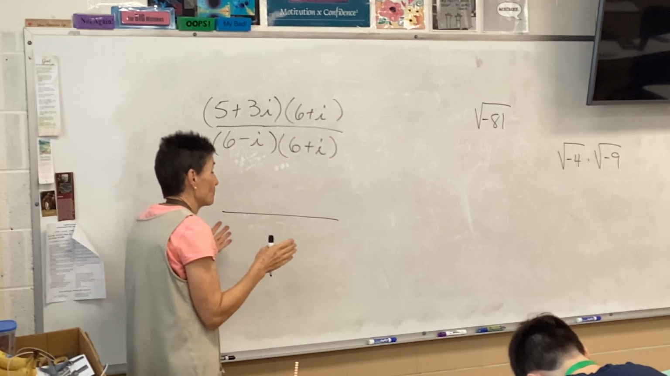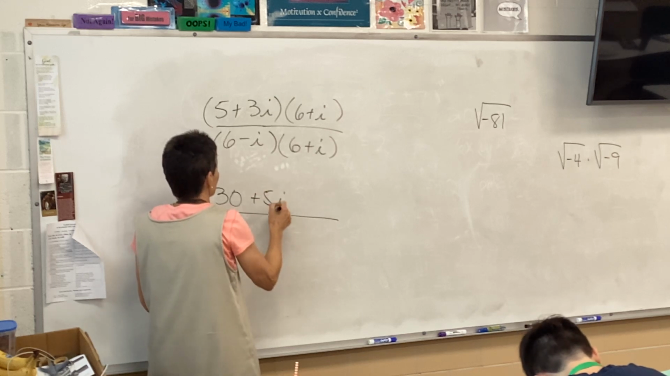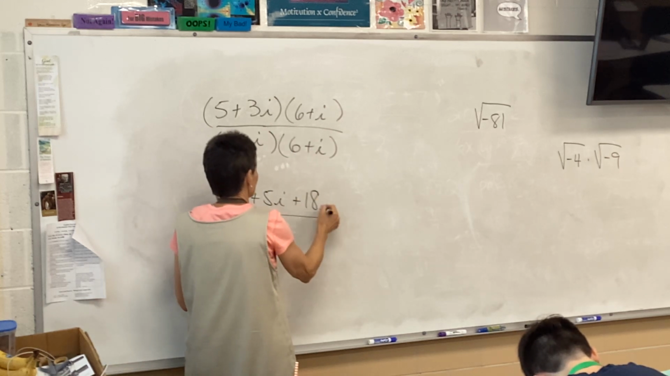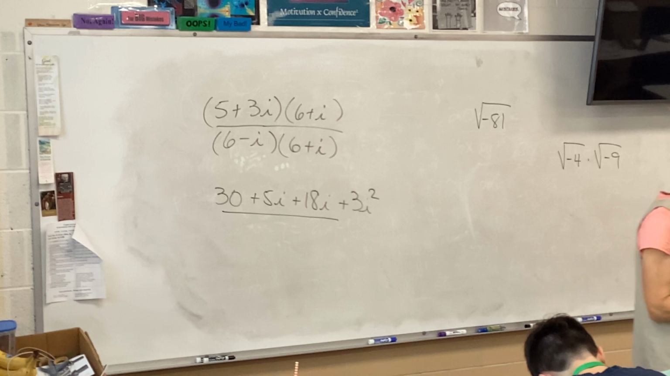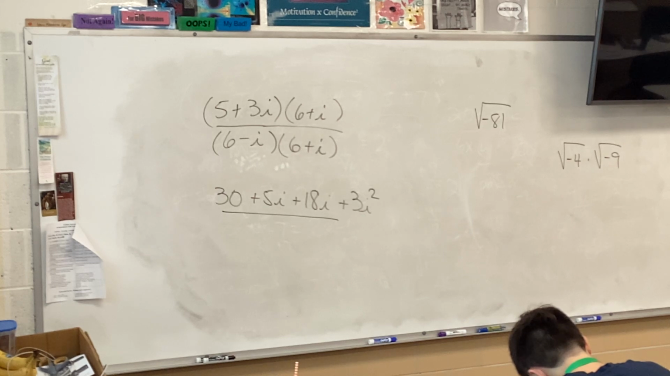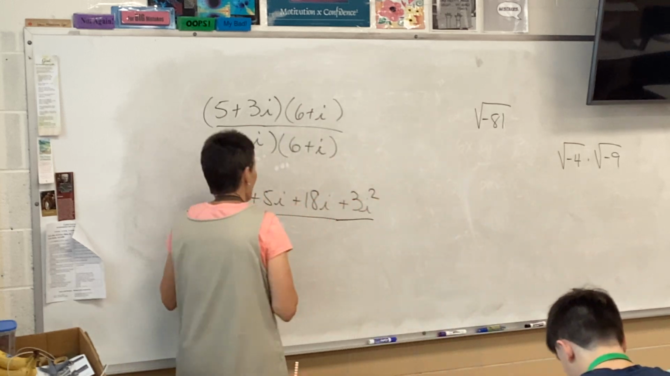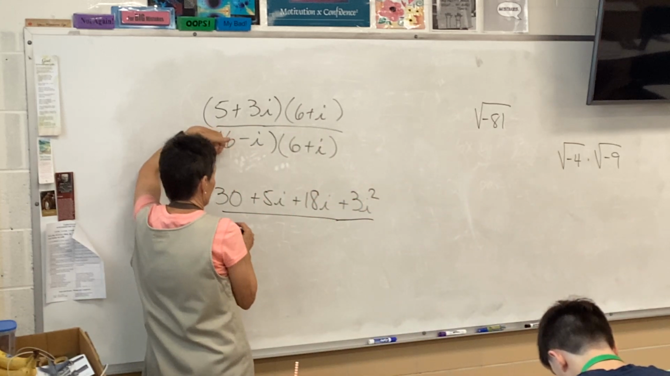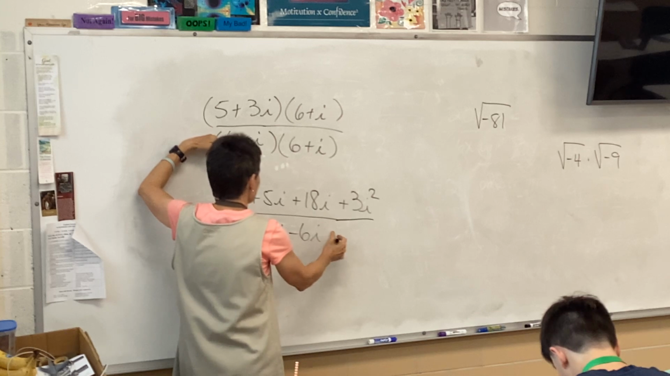So we're going to start FOILing. First, outside, inside, and last. And remember, when you multiply an I times an I, just like everything else, you're going to get I squared. Okay? Now, before we clean that up, which we're going to have to do, let's go ahead and FOIL out the bottom. Okay? So what happens on the bottom? FOIL again. So we have first times first, outsides, insides, and last.